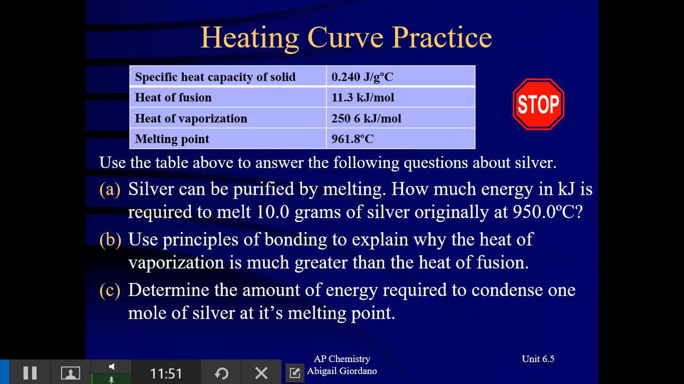Okay, so I've given you a problem here. There's a table of data. It says using the table above to answer the following questions about silver. Now I'm just going to give you one hint on letter A, because I want you to pause the video and try this on your own. Letter A says silver can be purified by melting. How much energy in kilojoules is required to melt 10 grams of silver originally at 950 degrees Celsius?